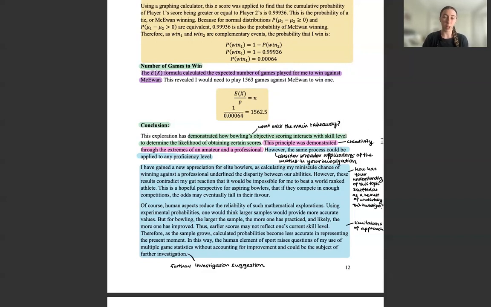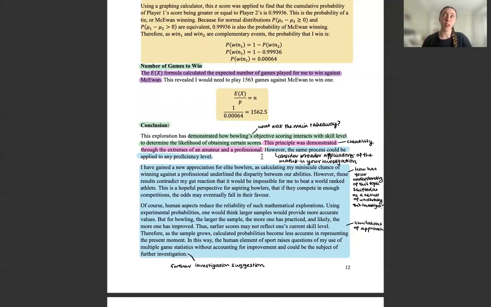So that shows a little bit of my creativity or my personal engagement, this idea that I had to really demonstrate this characteristic of bowling through putting me up against the #1 bowler in the world at the time. So that's a little bit of personal engagement there, to have thought of this question or this approach to answering some questions about the probability of bowling. However, the same process could be applied to any proficiency level. So I'm also thinking about the applications of my IA to other people.